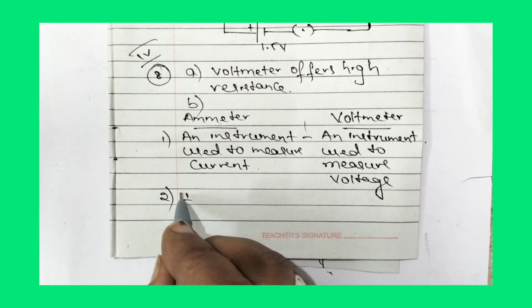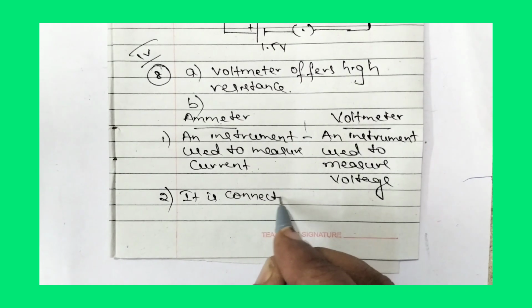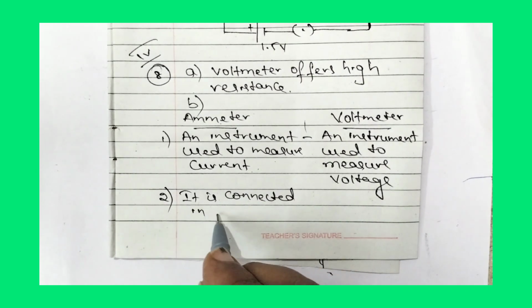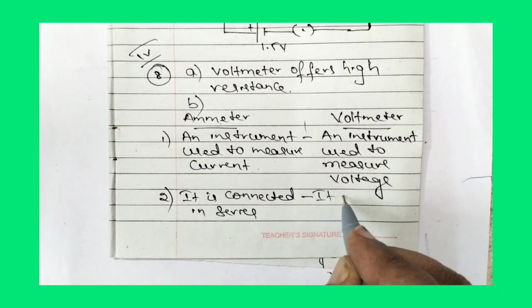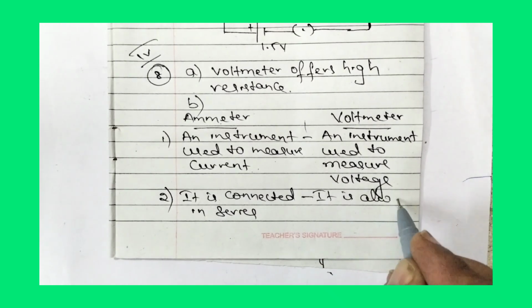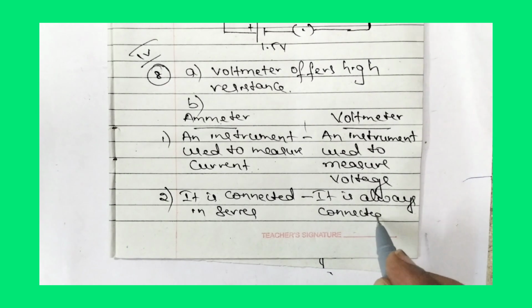Second one: an ammeter is always connected in series. A voltmeter is always connected in parallel.